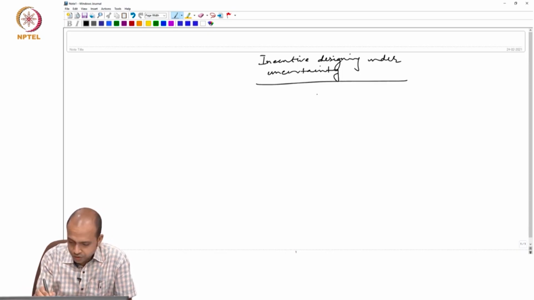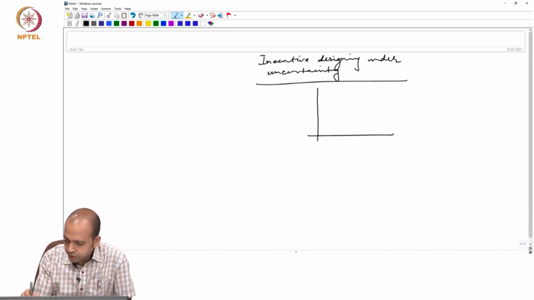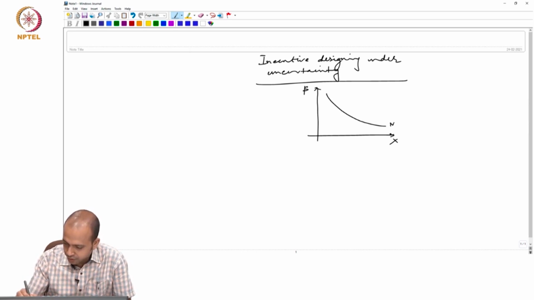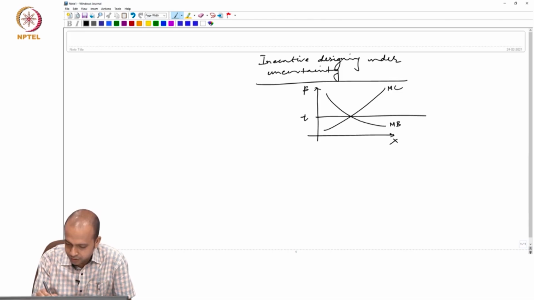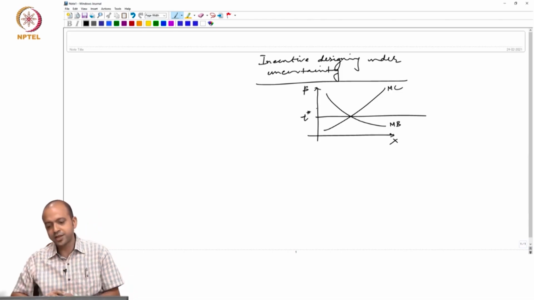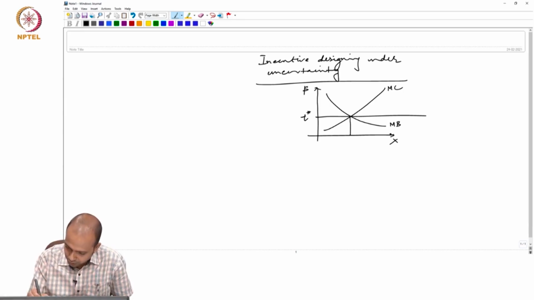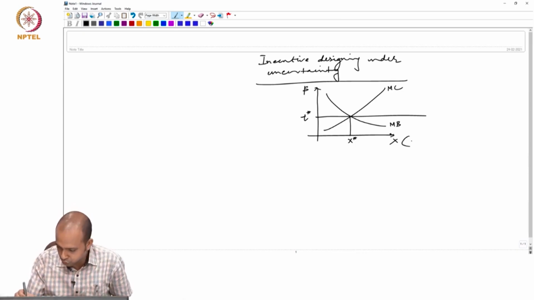So, when there is no uncertainty, how does the regulator decide? Let us say this is x, the level of pollution control. On the y axis we are measuring dollars, so marginal benefit and marginal cost can be measured. This is the marginal benefit of pollution control, this is the marginal cost of pollution control, and the intersection between marginal cost and benefit is used to decide the optimum tax rate T star, and X star is the optimum level of pollution control.